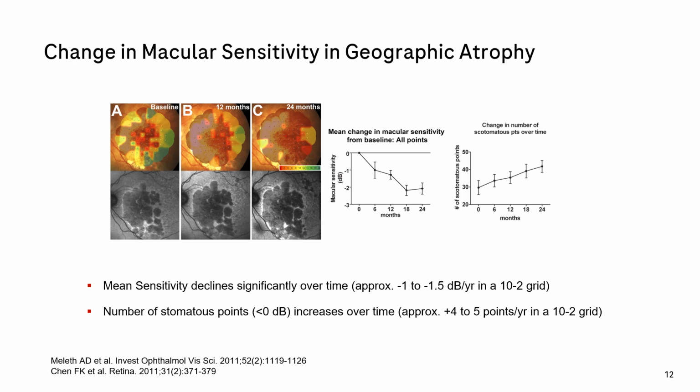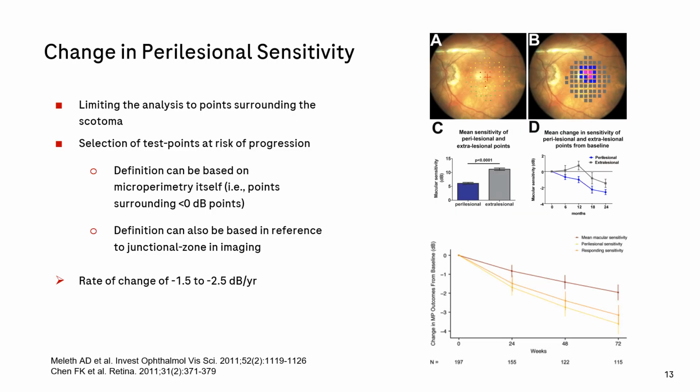What could you do in such a trial? One way to increase the change over time is this analysis of perilesional sensitivity, as first proposed by the Moorfields group. What you basically do is select the testing points around the scotoma at baseline. You can define the baseline scotoma either in terms of the points with 0 decibel sensitivity or based on imaging wherever the geographic atrophy is, and then you look at the points directly in the junctional zone.